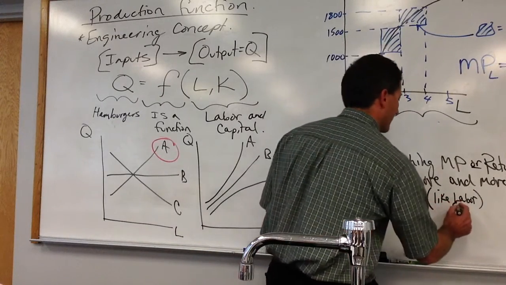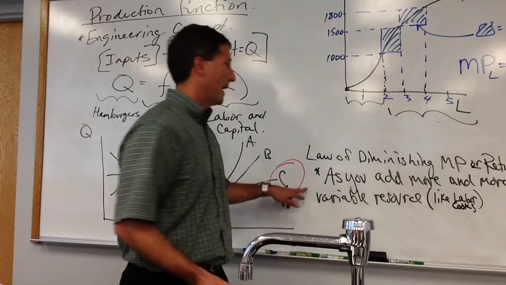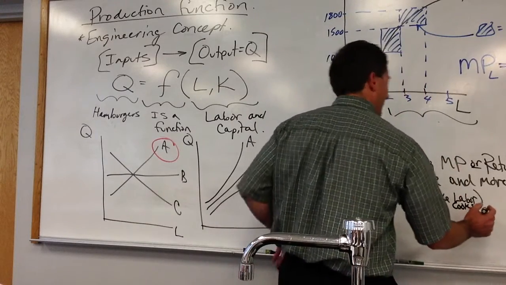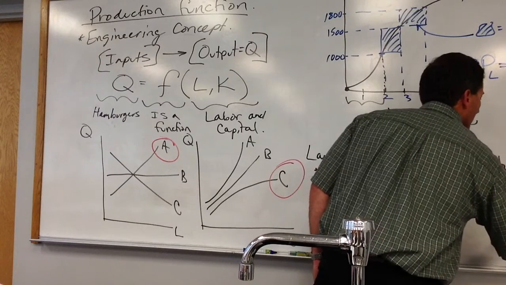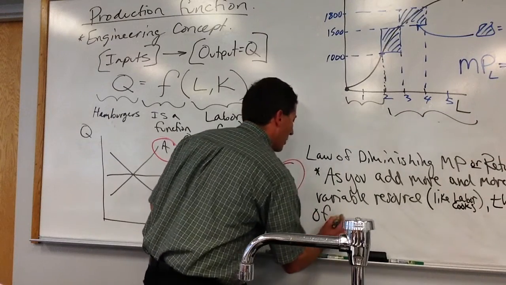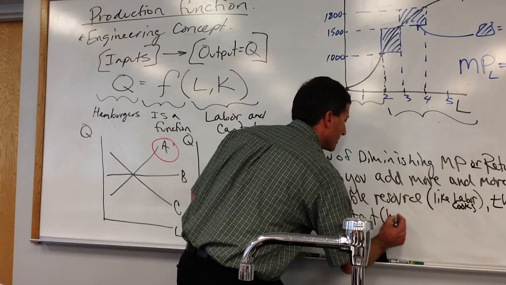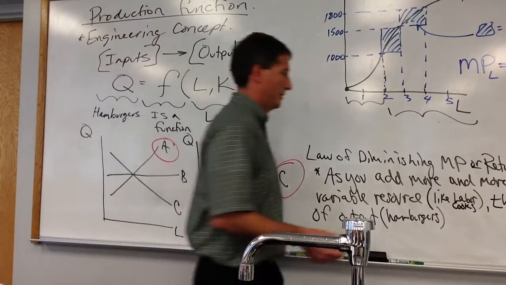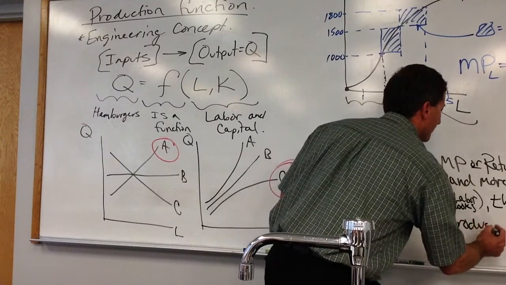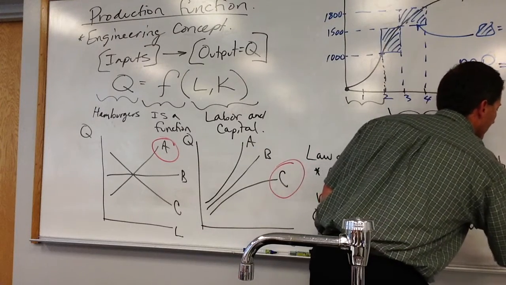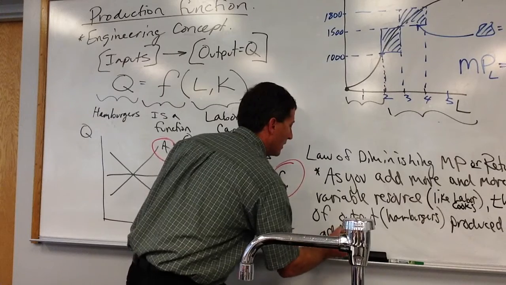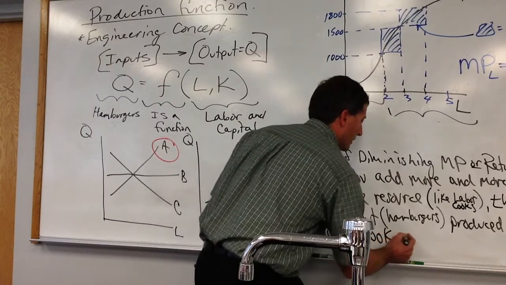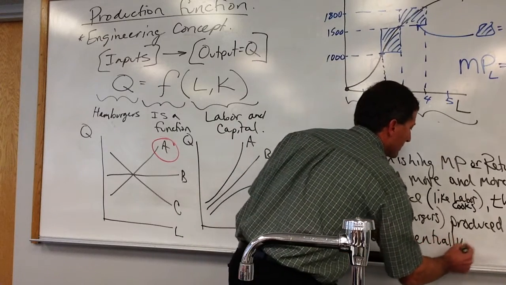or cooks, for our example, as you add more and more of a variable resource like labor or cooks to our production line, the amount of output, hamburgers for our example, the amount of output produced by each additional cook eventually diminishes.